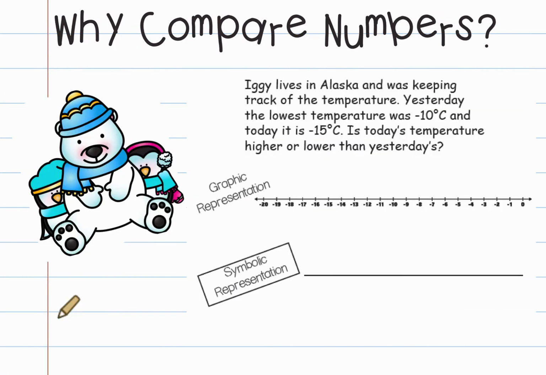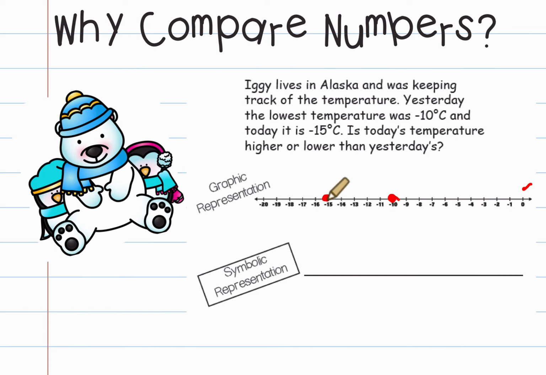So why do we need to bother with comparing numbers at all? Well, it helps us make decisions. So let's suppose that we were in Alaska. So here's my friend Iggy, who lives in Alaska, and they were keeping track of the temperatures and figured out that yesterday the temperature was -10 degrees. Well, if I go on a number line, here's 0, I'm going back, and here's -10. And then the next day, the temperature's -15 degrees Celsius.